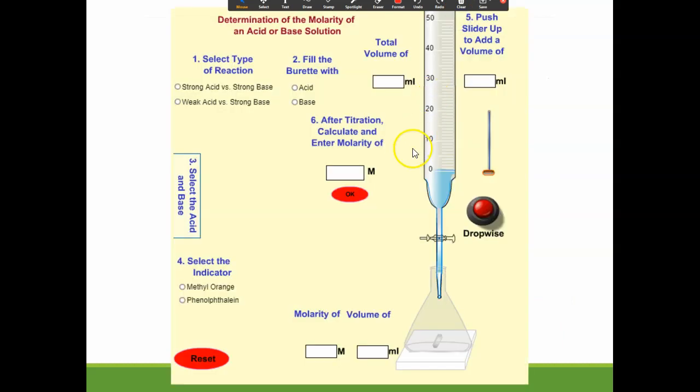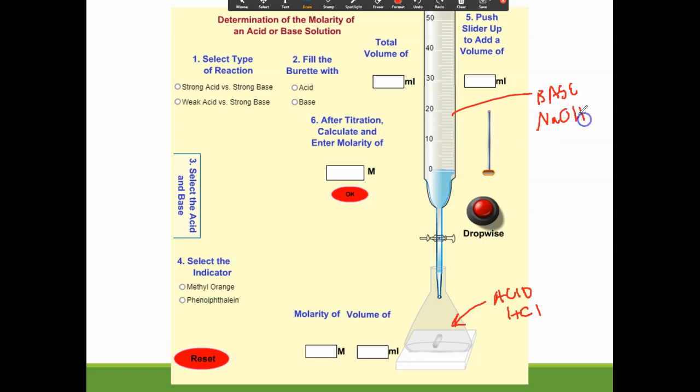So taking a look here, this is what this looks like. We did this in class. In class we filled up our bottom right here with an acid, which in this case I think is HCl. And at the top we filled with a base, which I think in this case is NaOH.